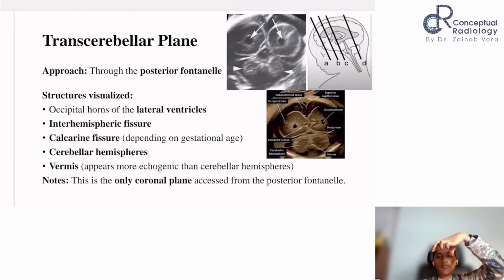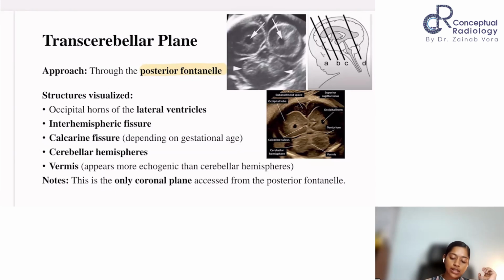So using anterior fontanelle, we saw three coronal planes which were anterior. Now we'll go slightly posterior and look for the transcerebellar plane. Transcerebellar plane is very important. It is approached through posterior fontanelle. So this is something for which either you will use your free hand and manipulate, or you will have to wait for the baby to flex the neck if you were doing everything in anterior fontanelle.